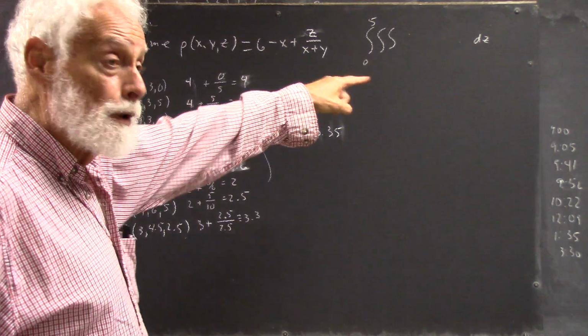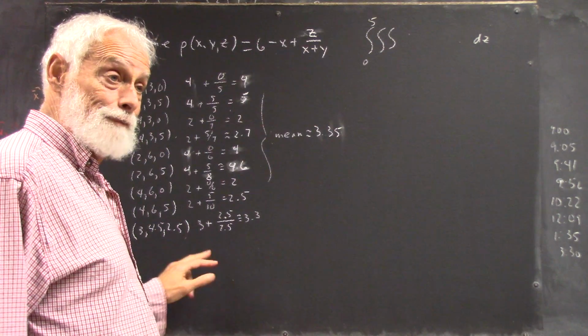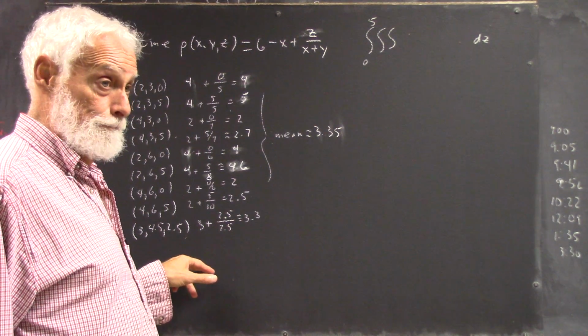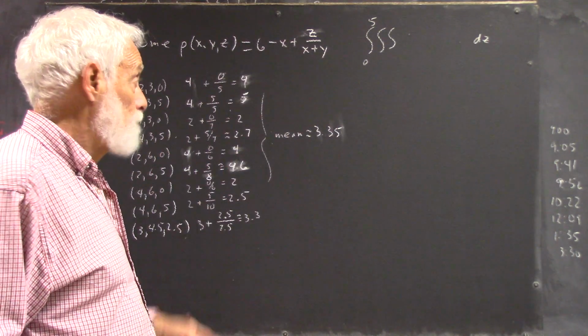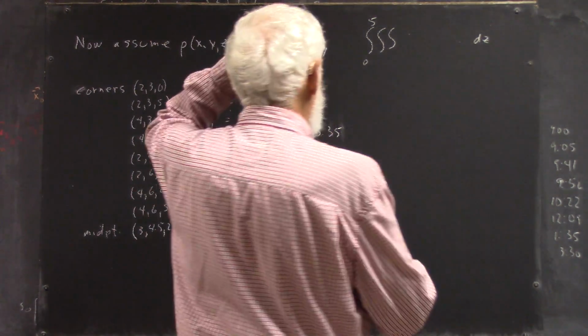Okay, so we're going to go ahead and do the integral. Now, this is what I get from the corners and the midpoint, right? And you said the integral is 3.20. I can live with that, maybe. Okay, let's go ahead and do it.